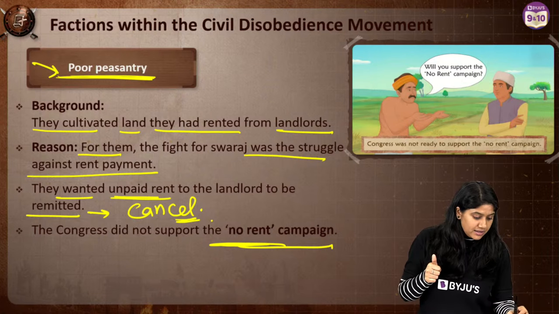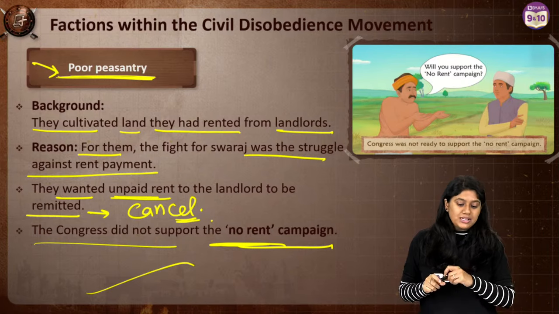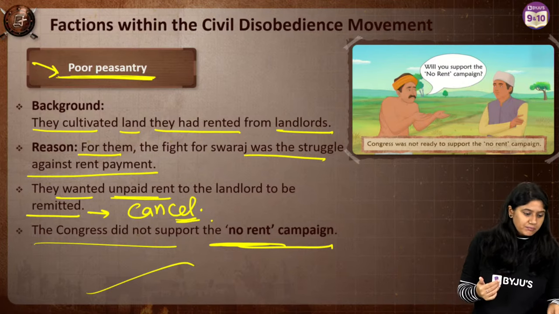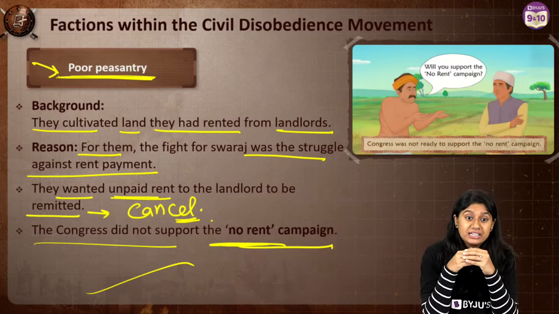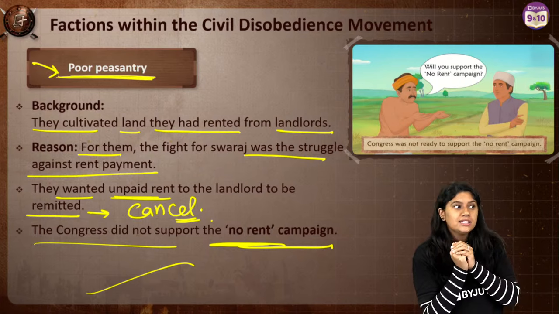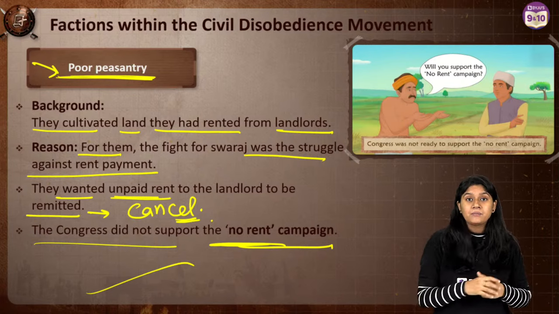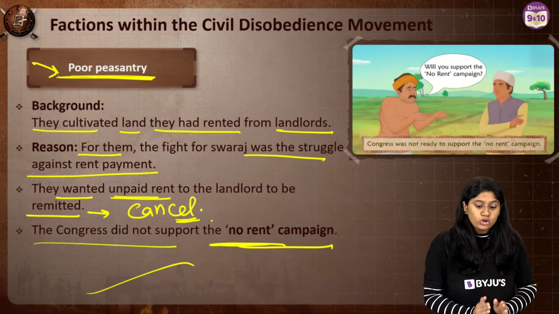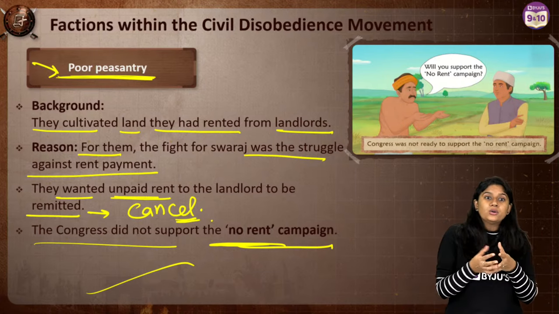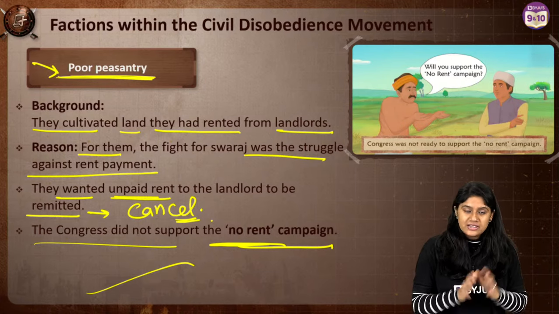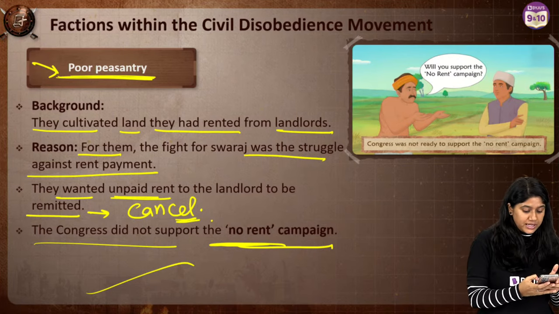Clear? Yes. The Congress did not support the no-rent campaign. Why did they not support it? This is something which is not new in politics. We know that rich people definitely contribute to political parties, right? They provide them with money. They help in influencing them. So what happened? Congress could not support the no-rent campaign thoroughly. Even if they wanted to, they could not. So they just kept their distance. Everyone, are we clear? All of you, are you clear with this?